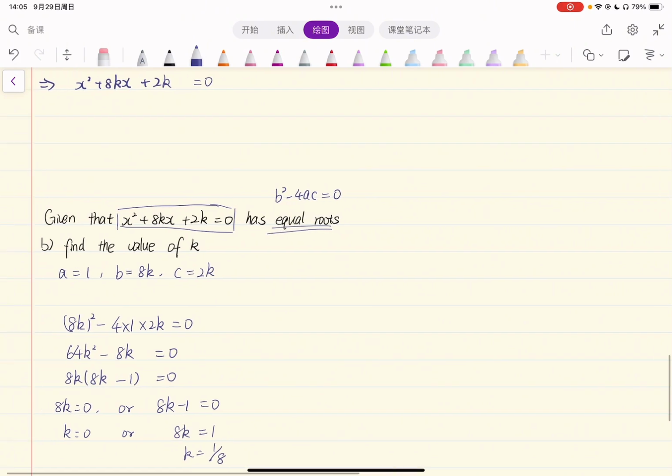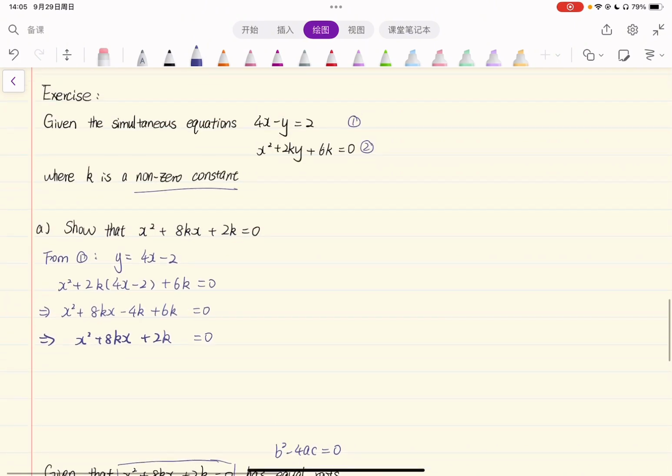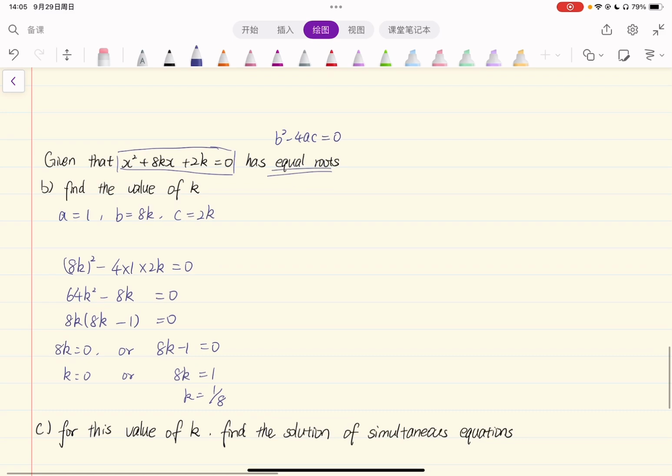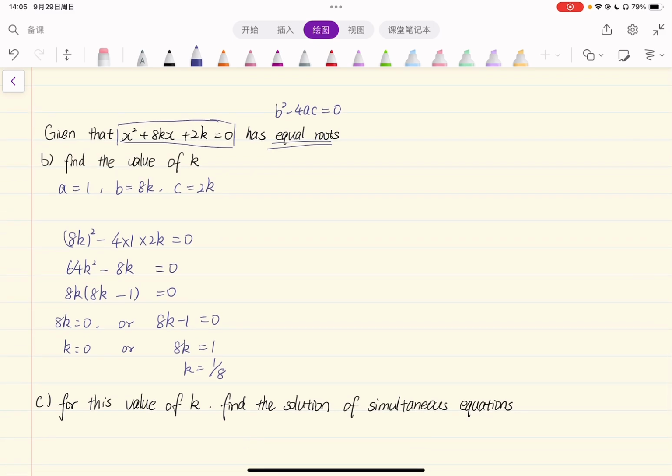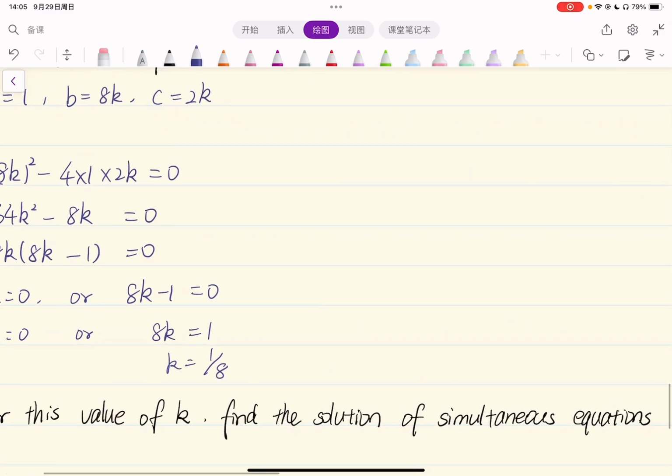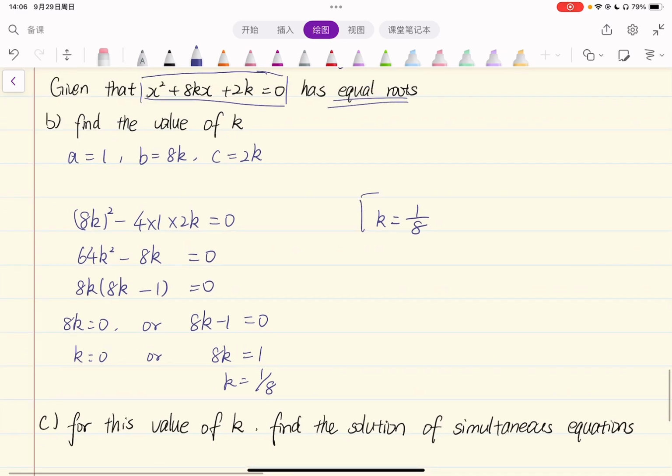But in the question, it said that k is a non-zero constant. So k does not equal 0. We only have k equals 1 over 8. So that is the answer.